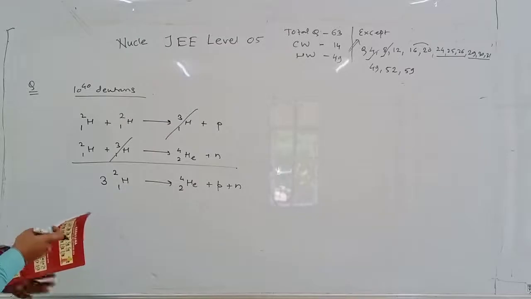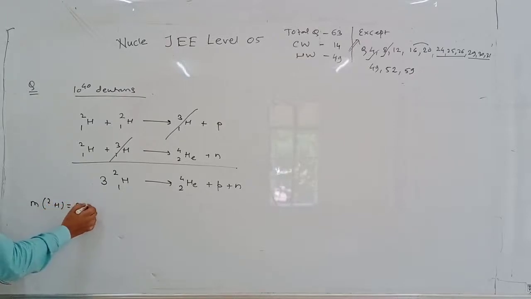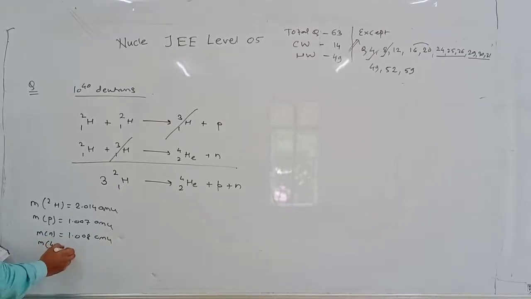What are the masses given? Mass of deuterium is 2.014 AMU. Mass of proton is 1.007 AMU. Mass of neutron is 1.008 AMU. Mass of helium is equal to 4.001 AMU.